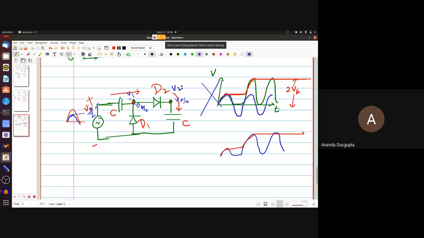And you should be able to understand that just by using the ideal diode model and figuring out which diode is switched on, which diode is switched off. If you can do that, that will be wonderful, because that will also tell you that you have understood diode circuits perfectly.